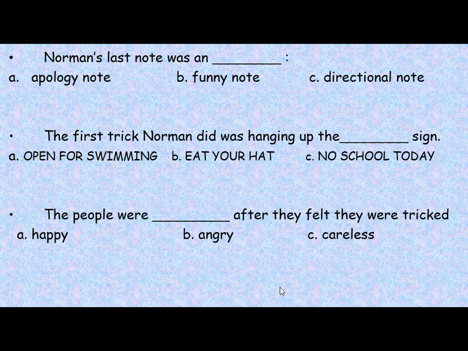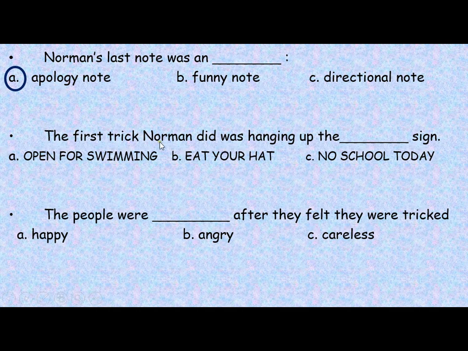Now let's do number 4. Norman's last note was an apology note, or a funny note, or a directional note. Which one was it? What was the last note? Do you remember? When he said sorry to the townspeople and the sign maker, and he hung it up on the door? Yes, an apology note.